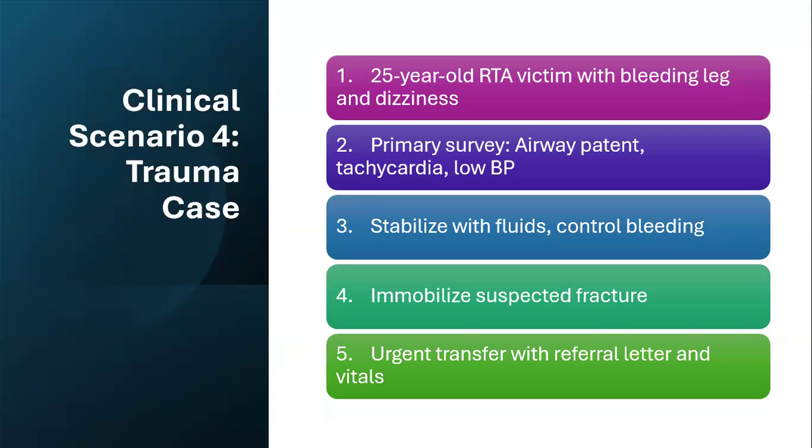Now, this is a clinical scenario of a trauma. A 25-year-old man, after RTA, comes with a bleeding leg and dizziness. So you assess primarily for airway. Airway is patent, and the patient is tachycardic and has low blood pressure. There is an issue with the circulation, right? The patient is having no problem with breathing or airway, but the patient is having tachycardia and low blood pressure.